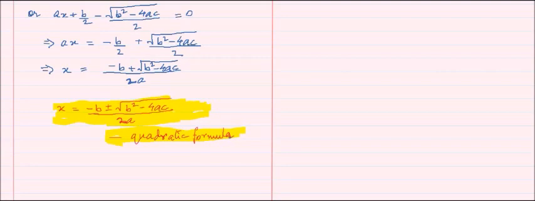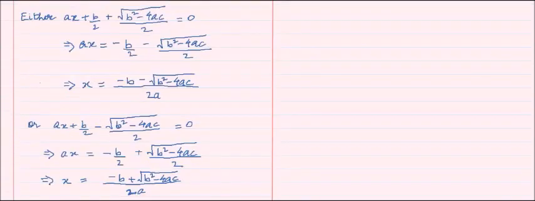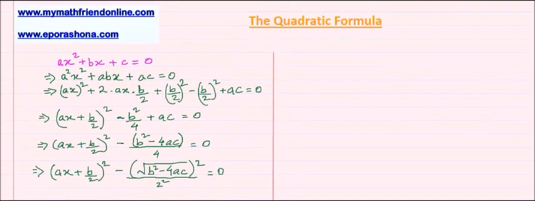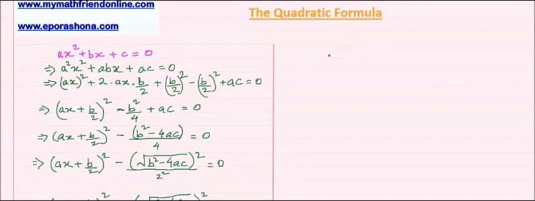Yesterday, one of my students asked me an intelligent question. She said that instead of multiplying the entire equation by the coefficient of x square, what if we divide the entire equation by the coefficient of x square? So let us first of all write the quadratic equation once more. It is ax square plus bx plus c equal to 0.